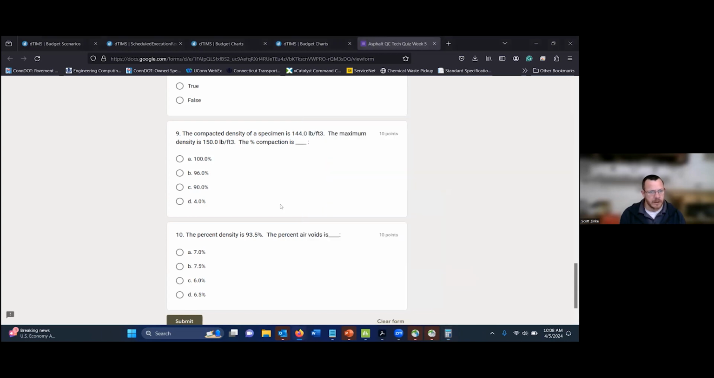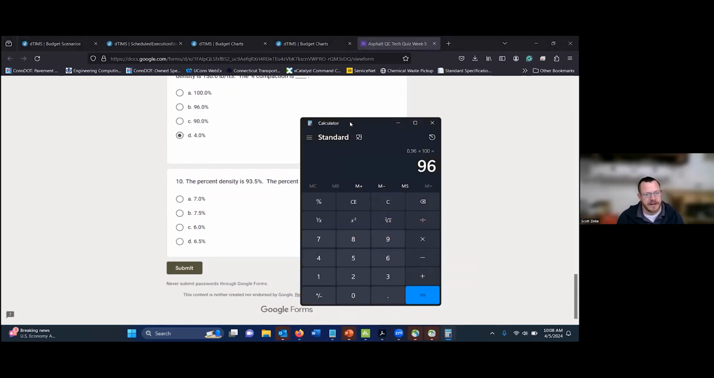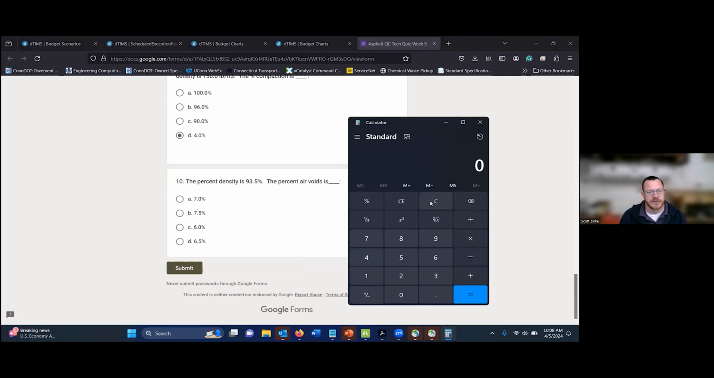All right. Let's see, number 10, the percent density is 93.5. So the percent air voids is what? And again, if we just take 100 and subtract our percent density from it, we will end up with our air voids. So in this case, 93.5 subtracted from 100 is 6.5%. So we have 6.5% air voids there.